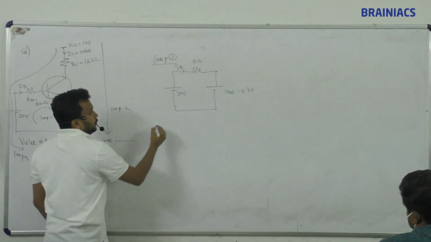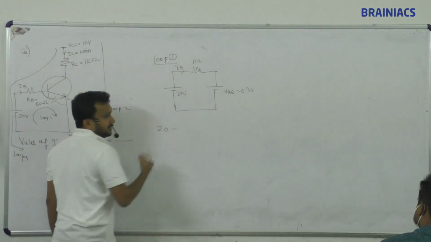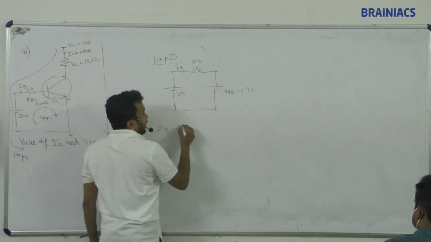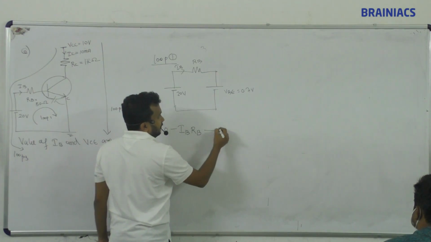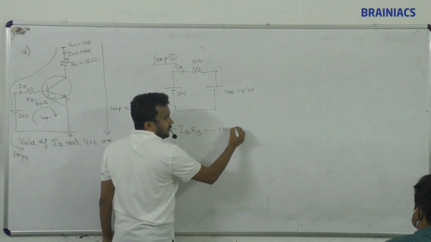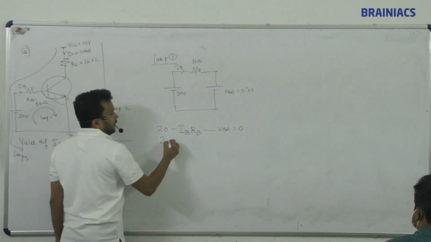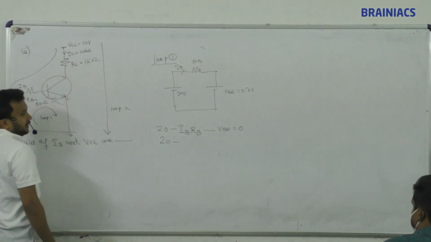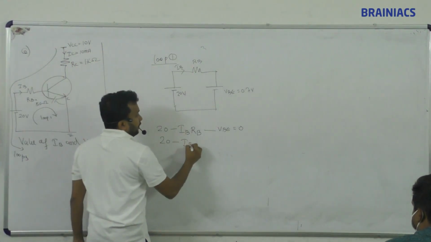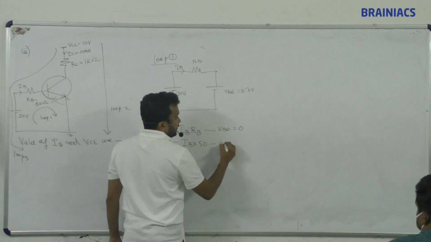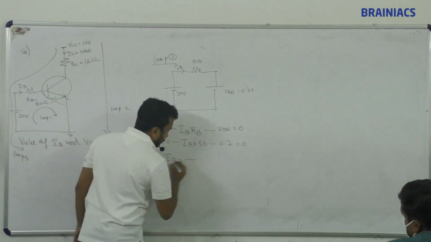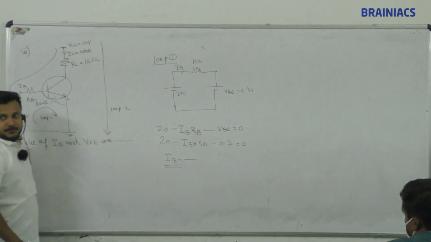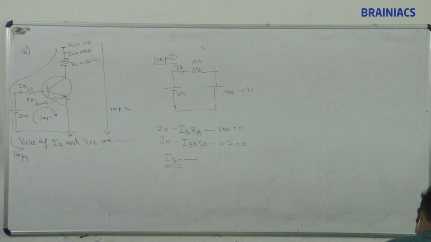Now you can write the loop equations. Tell me what is the loop equation? 20 minus IB RB minus VBE is equal to 0. VBB is 20. IB is how much? It's not given, we have to find it out. IB into RB is how much? 50. So 20 minus IB times 50 minus 0.7 equal to 0. You have to solve this and find the value of IB. Okay, this is loop 1.